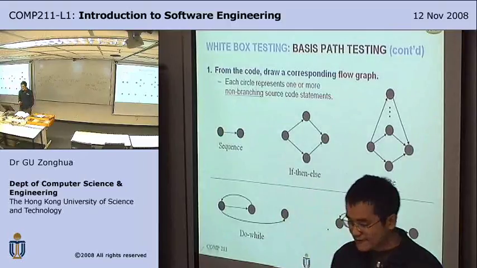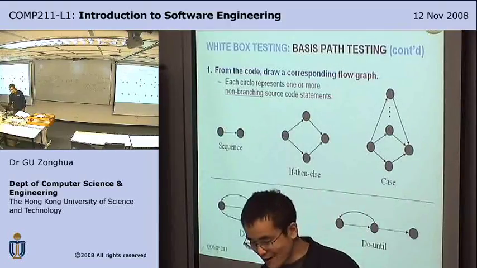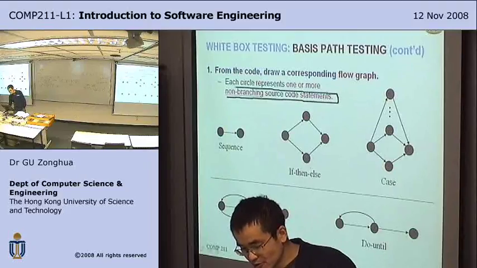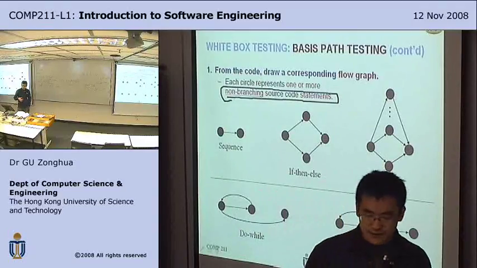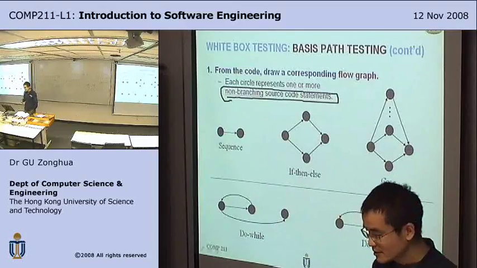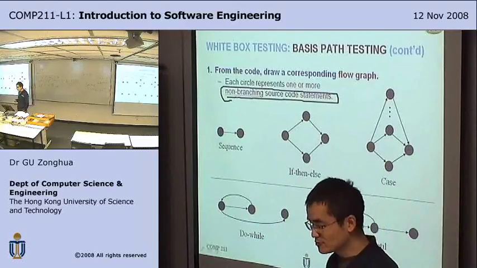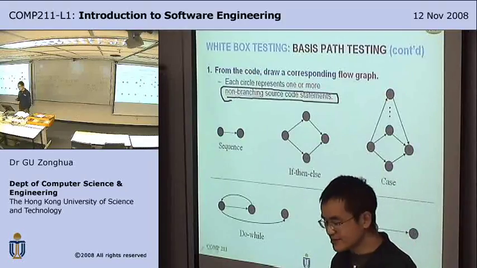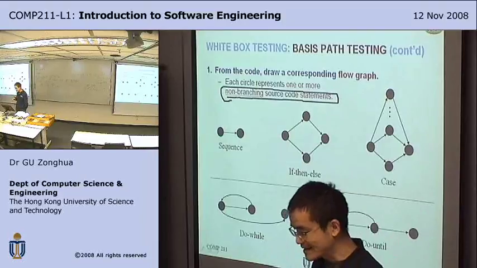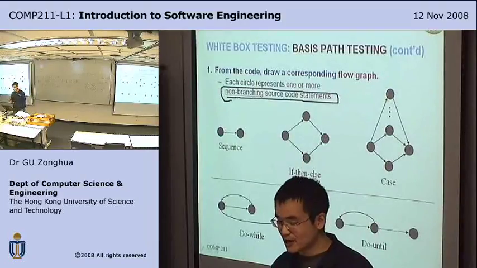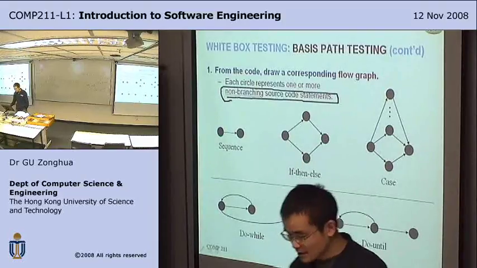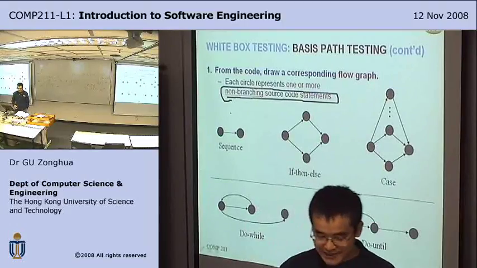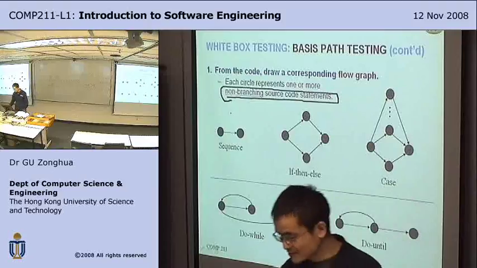So in a flow graph, each circle represents one or more non-branching statements. Non-branching means that if you have a block of statements, there's no internal branching within the block. There can be branching at the top and at the bottom, but inside this body of statements, you shouldn't have any if-then-else, or while, or for loops. Each of the black circles is also called a basic block in testing theory.